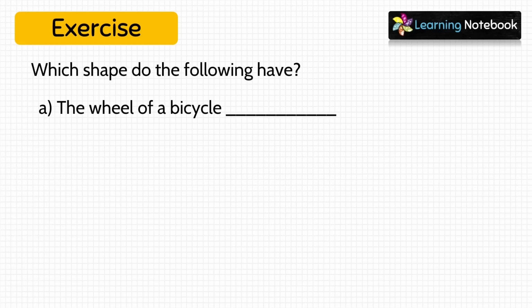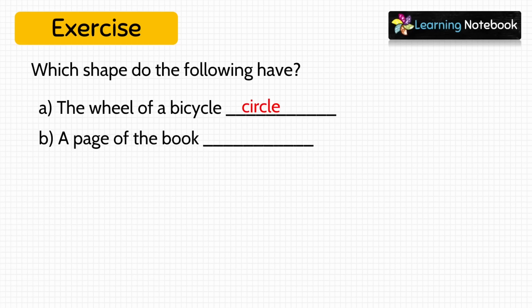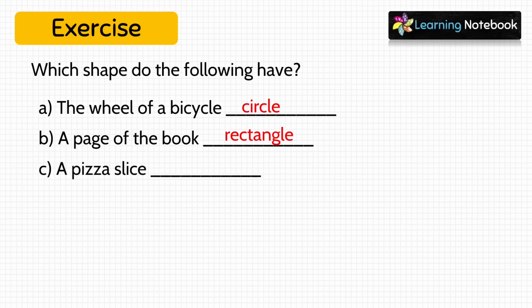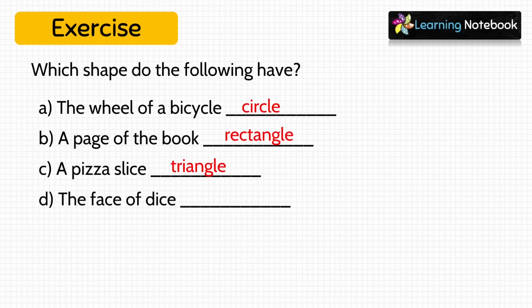The wheel of a bicycle is of which shape? Yes, circle. Next, can you tell me what is the shape of a page of the book? Yes, it is rectangle. Next, a pizza slice. A pizza slice is of triangle shape. And the last is the face of a dice. It is of square shape.